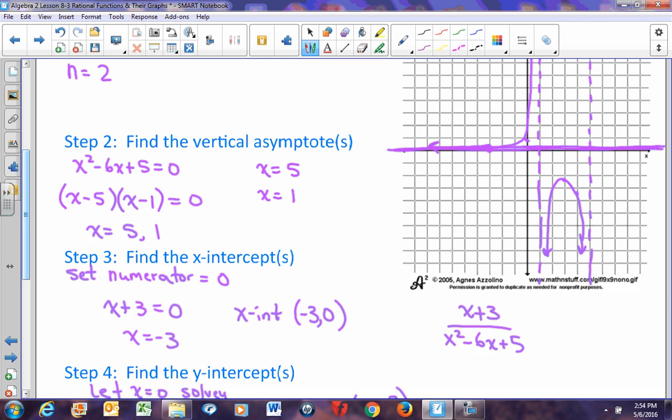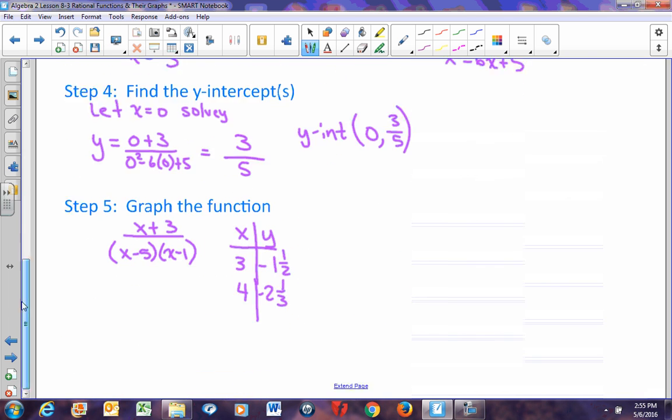To find the right-hand section, I need numbers that are bigger than 5. So I'm going to choose some values that are larger than 5 now. So I'm going to choose some values like, let's try 6, maybe 7. And if I put 6 in my calculator, 6 plus 3 is 9, and then 6 minus 5 is 1, and 6 minus 1 is 5. I'm going to end up getting 1 4/5 for this answer here. All you have to do is plug in 6 into this equation. Put it in your calculator to figure out what the point value is.